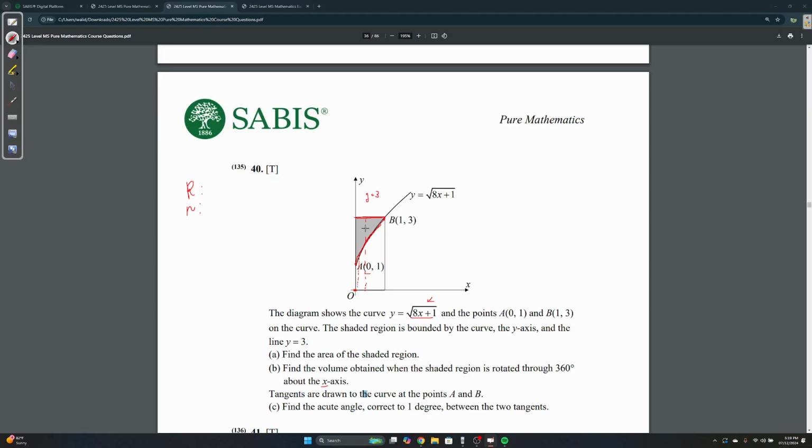When you're looking at the x-axis, big R is going to be the one above, or the one further away from the x-axis. And in this case, it's 3. Small r is root 8x plus 1, 8x plus 1 under the root.